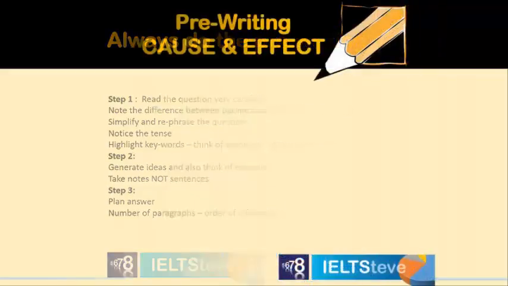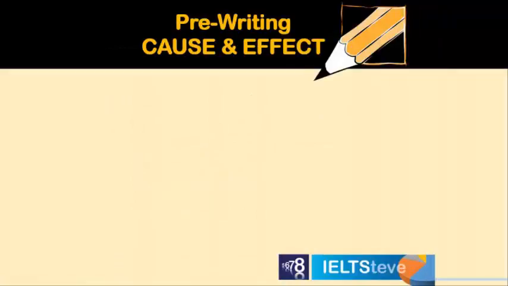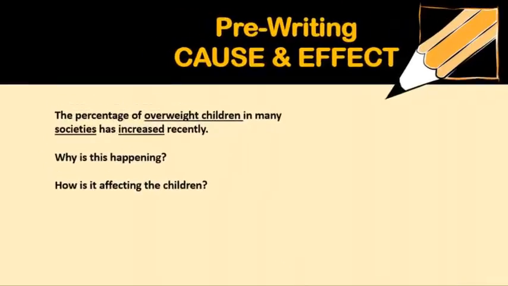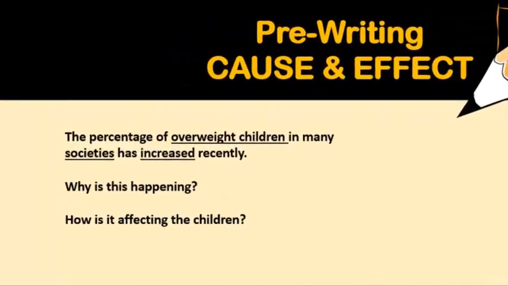So let's have a look at that and think about the pre-writing that might come with this question. First of all, we'll show you, and then in the subsequent ones that we look at, cause and solution and effect and solution, will get you to think about it. But right now, we see that here was the question. The percentage of overweight children in many societies has increased recently. Why is this happening, and how is it affecting their children? So this is a cause and effect essay.